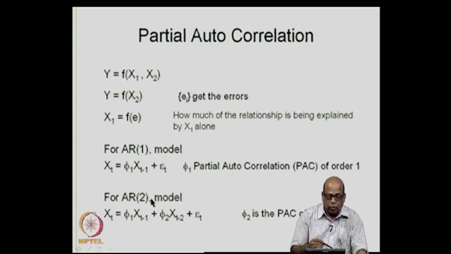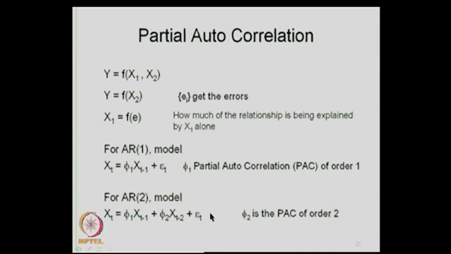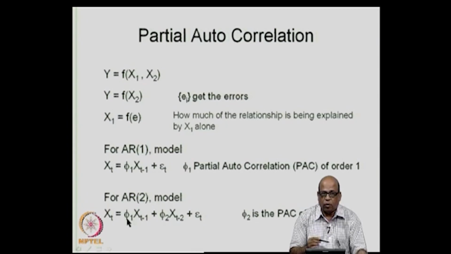Let us write AR2 now. AR2 we write as x t is equal to phi 1 x t minus 1 plus phi 2 x t minus 2 plus epsilon t. For the AR2 model, phi 2 is the partial autocorrelation of order 2. Remember, the phi 1 of the AR2 model is different from the phi 1 of the AR1 model, and the phi 1 of the AR2 model does not, I repeat, does not indicate the partial autocorrelation of order 1. If you want the partial autocorrelation of order 1, look at the AR1 model.